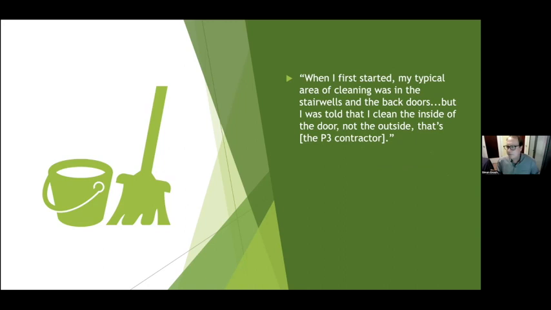We were interviewing some janitorial staff at a P3 school, and they told us that when they first started, their job was to clean one side of the door, but leave the other side for the P3 contractor. Literally there with cleaning materials and equipment on hand, but because of the strictures of the contract, they can only clean one side of the door, right? Not what you would consider a model of efficiency.